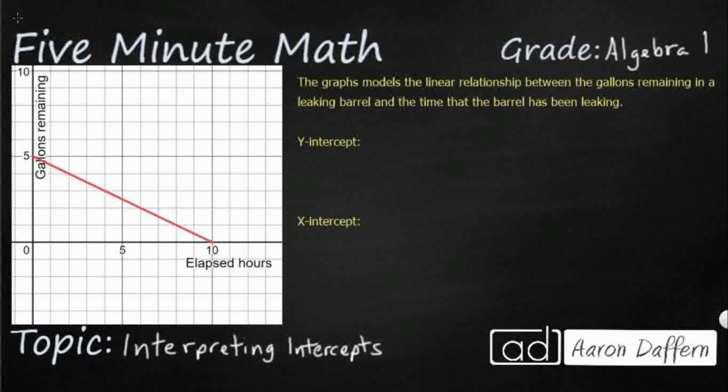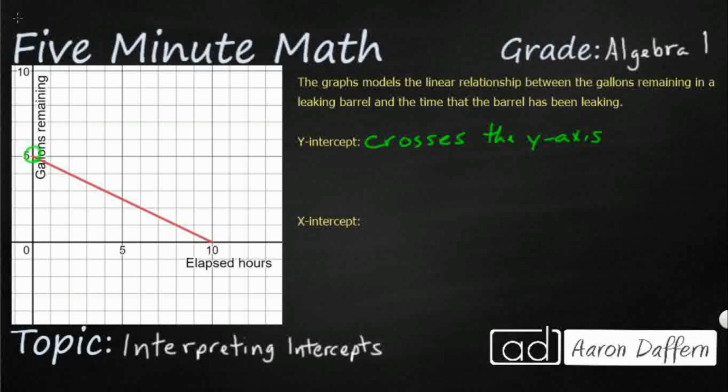What we need to do here is first identify what is the y-intercept and what is the x-intercept. But what exactly does that mean? Because sometimes in Algebra 1, you will be asked a question about interpreting what it actually means. So let's look at these intercepts real quick. The y-intercept is where the line crosses, or in this case, meets your y-axis. That's why it's called the y-intercept.